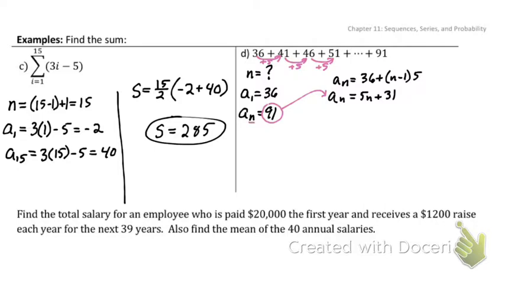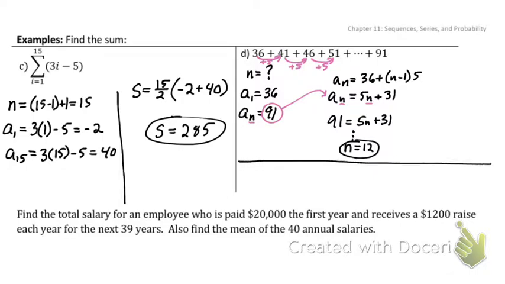So that n would all be the same number. So when I plug in that 91 equals 5n plus 31, we're going to subtract 31. We're going to come up with n equals 12. That seems right. Now I got everything I need. I got my n value. I got my a sub 1. I got my last term. So now we can go ahead and do our sum.